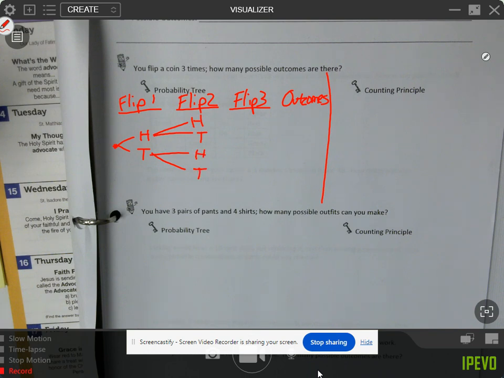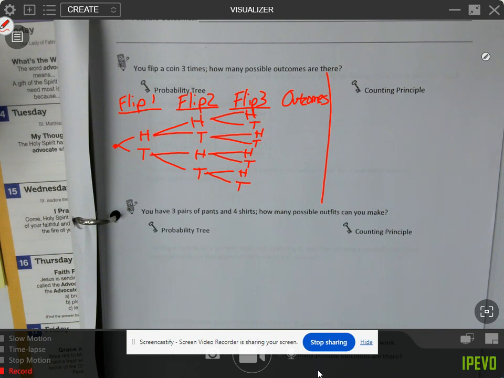Now I'm going to flip it a third time. So if I flipped heads and then I flipped heads, what are my possible outcomes for my third flip? Heads or tails. Same thing if I had flipped heads then tails, I could flip heads or tails. Same thing for tails then heads, I could flip heads or tails. Same thing if I had flipped tails, tails, I could flip heads or tails.